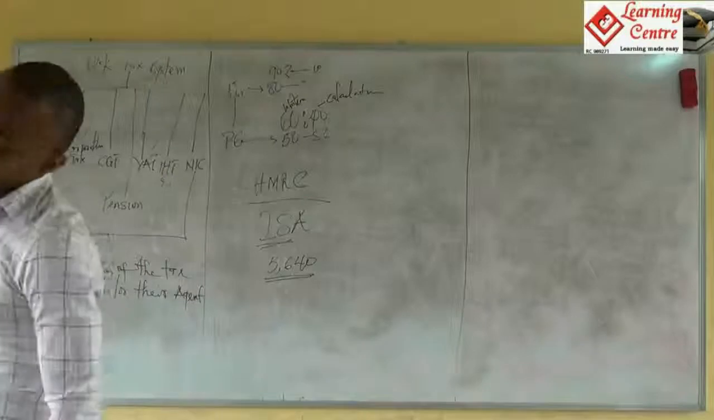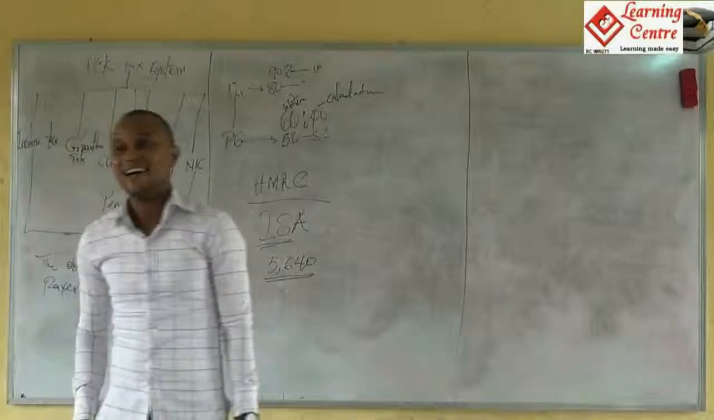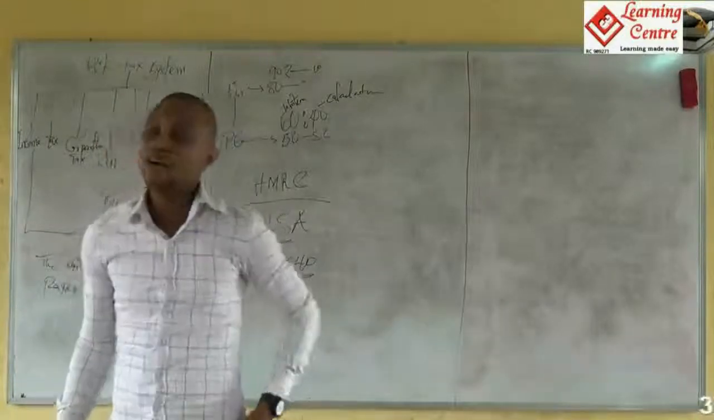Which one do you think is illegal? Evasion is illegal, avoidance is legal. Okay.